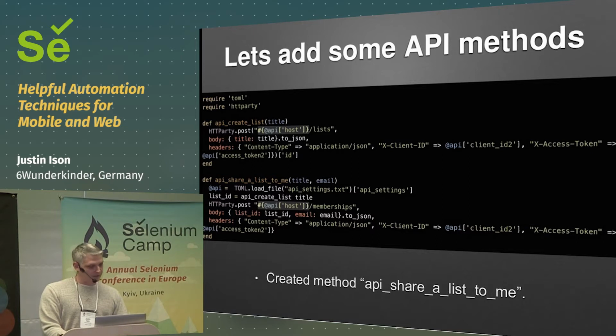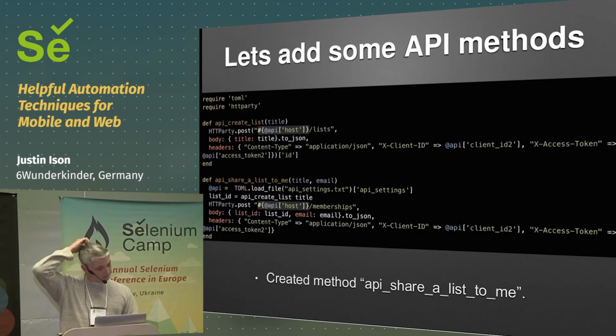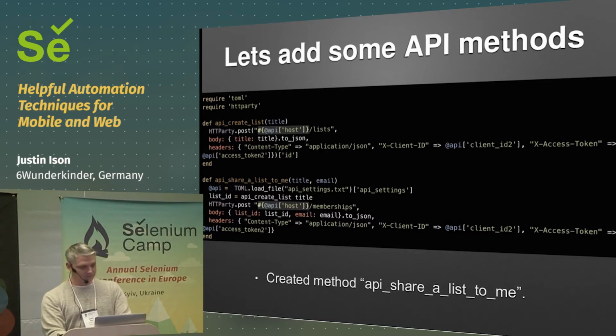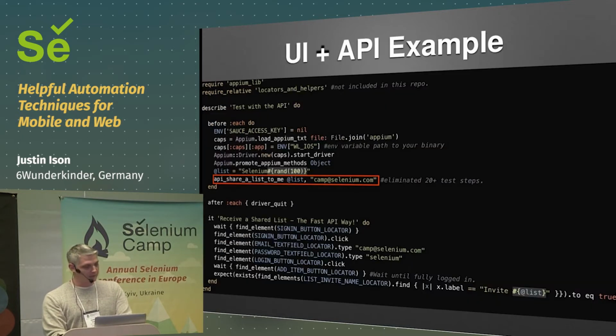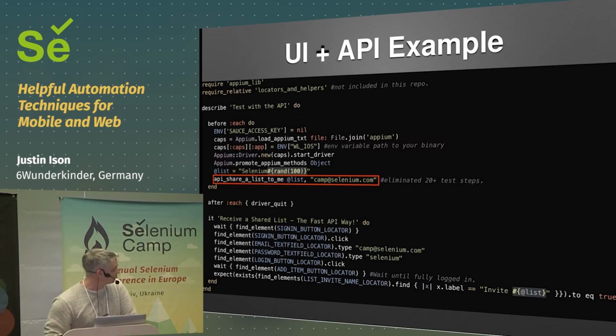So let's add some methods to interact with the API to shorten this test. Here I'm creating a list, just doing an HTTP post, and then I'm going to do another post to share the list in the API. By doing that, I was able to eliminate over 20 steps and just have that one method there in the red box to share the list.